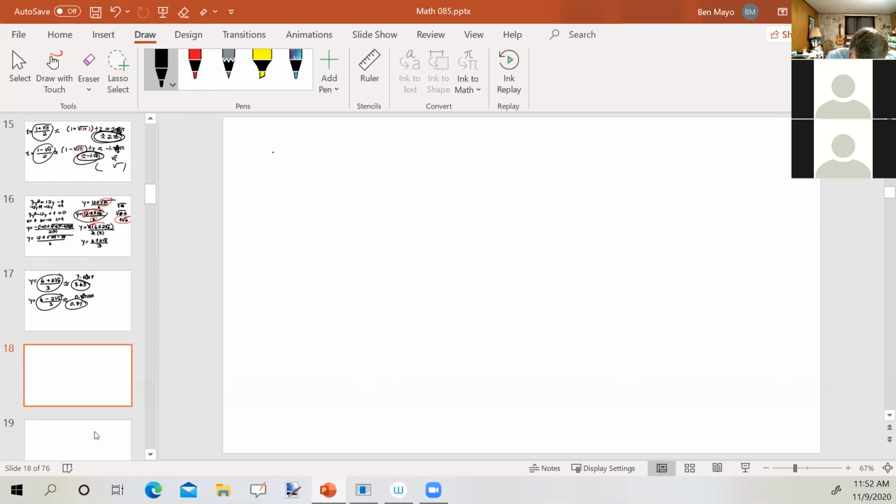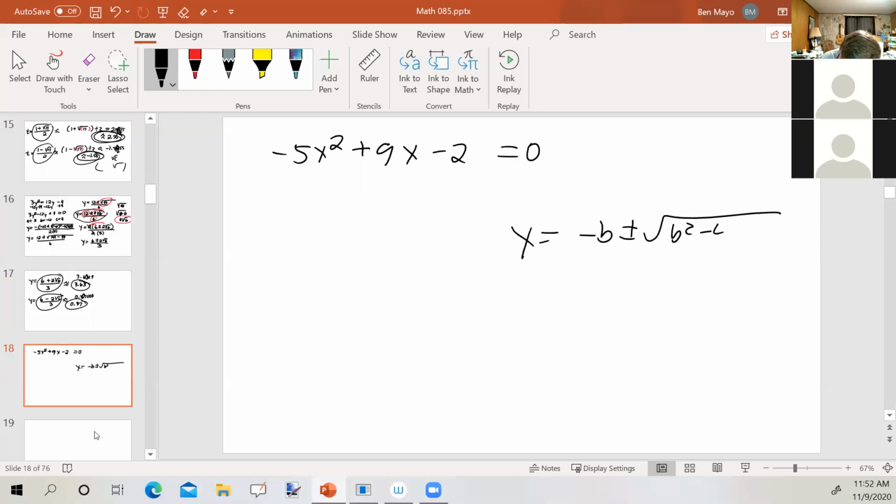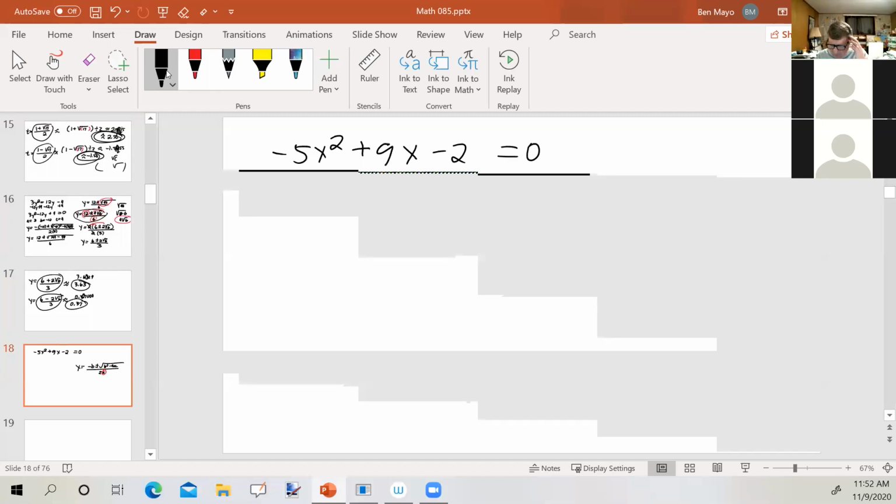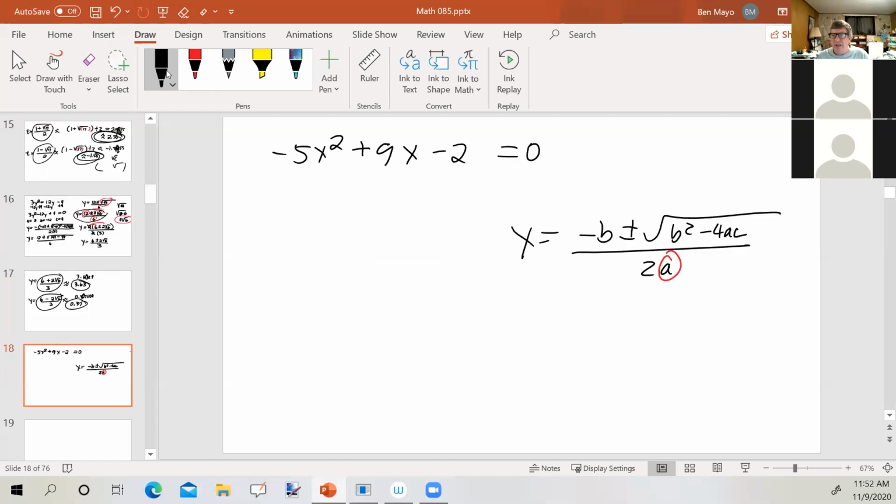So first of all, let's say we've got negative 5x squared plus 9x minus 2 equals 0. Well, let's go back to the quadratic formula. Negative b plus or minus the square root of b squared minus 4ac all over 2a. Notice that there is an a in the denominator. It tends to be nicer or easier to divide by a positive number rather than a negative number. Also, think back to factoring, how I said that it was better to have your leading coefficient positive. So for a couple of reasons, it would be nice to make that positive.